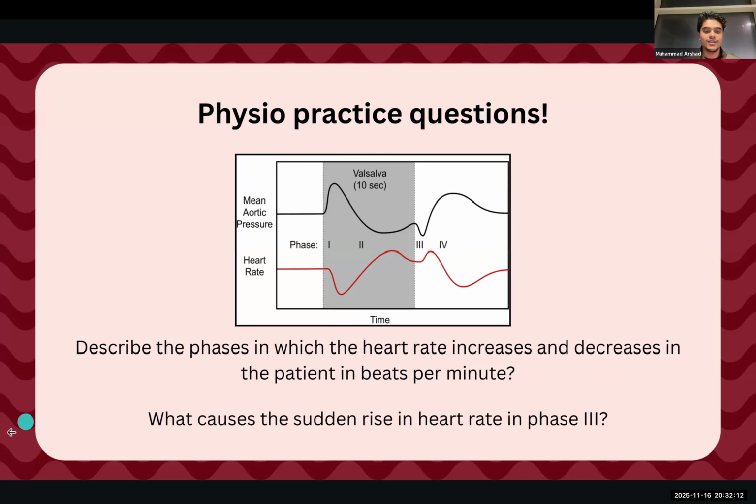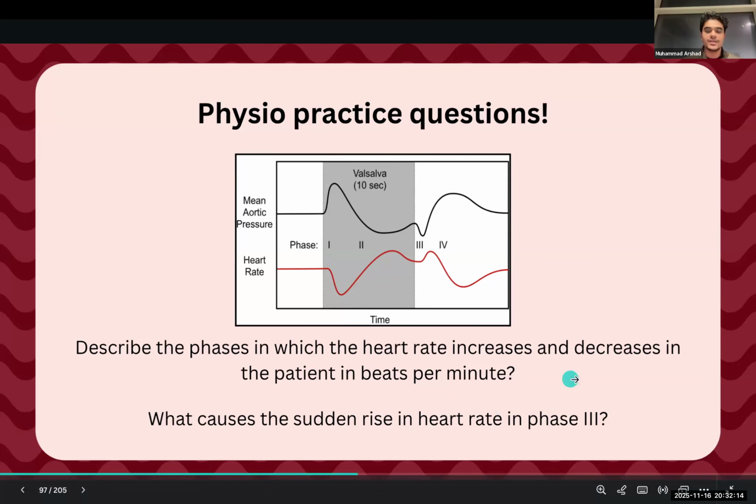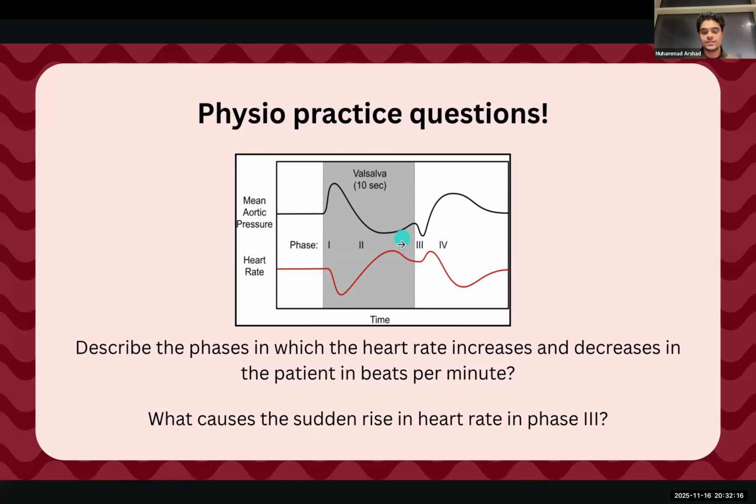Okay. Well, what causes the sudden rise in heart rate in phase 3 is that you have a continued decrease in the mean aortic pressure, and that's because you stop exhaling, but you haven't yet had a recovery in the aorta. You only have the pulmonary vessels that are expanding right now, right? So you still have a decrease in the mean aortic pressure, and to compensate for this mean aortic pressure decreasing, you're going to have an increase in the heart rate.